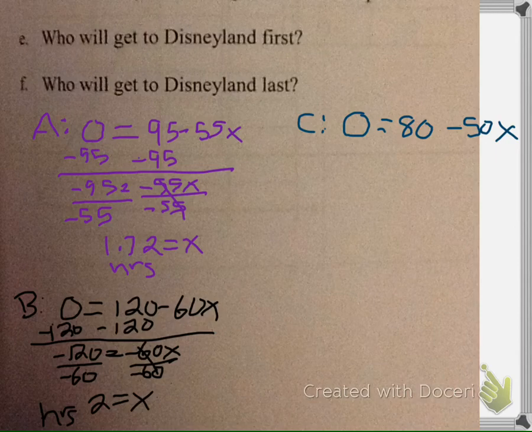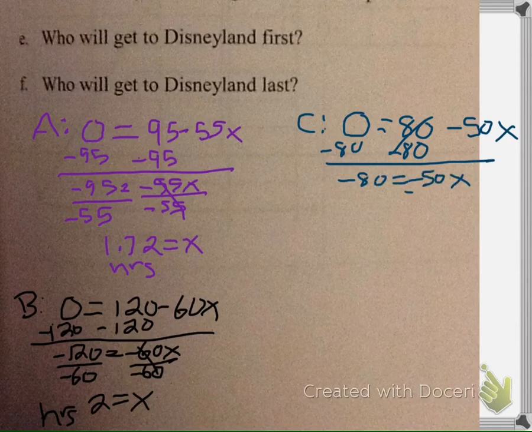Okay, family C, I'm going to solve for x again. Minus 80 on both sides. I end up with negative 80 equals negative 50x. Divide by negative 50 on both sides. I end up with 1.6 equals x. So it takes them 1.6 hours to get to Disneyland.